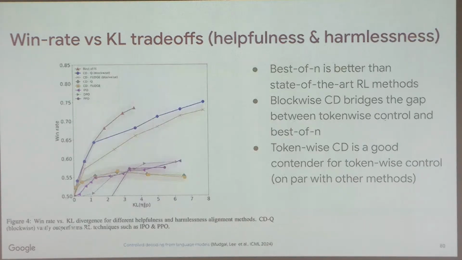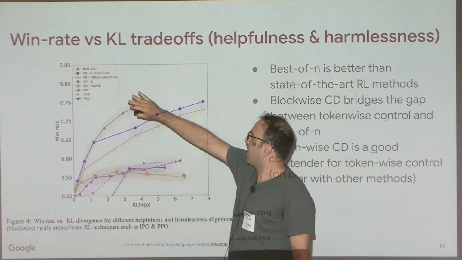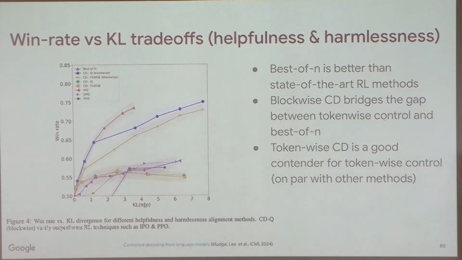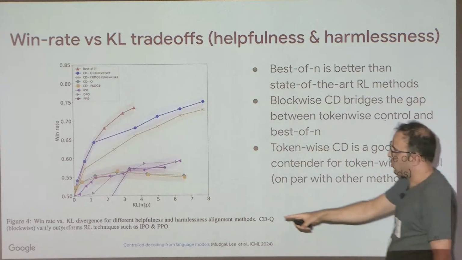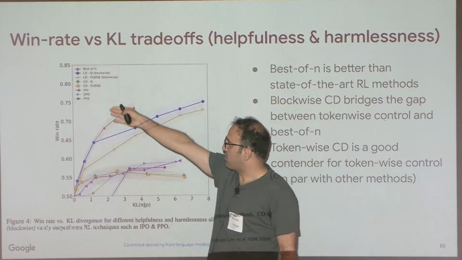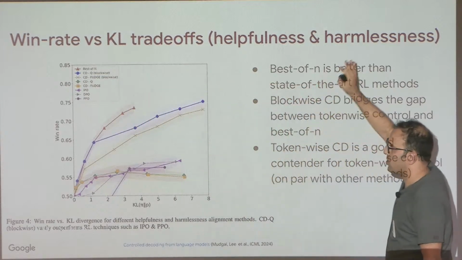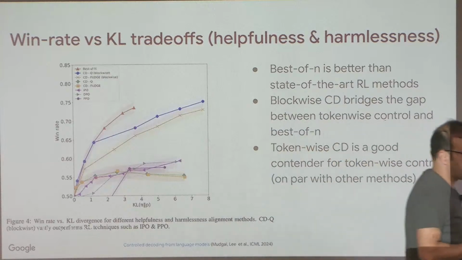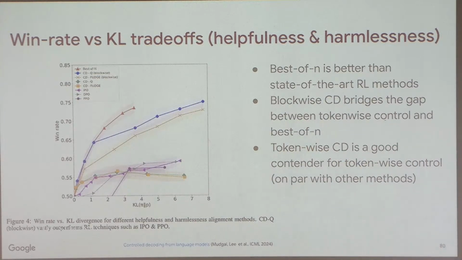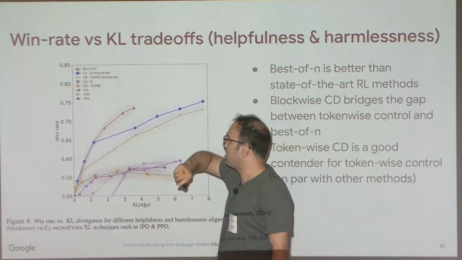Okay, so with that, let's see some results. This is the Anthropic helpfulness and harmlessness dataset. We're looking at win rate versus KL. Here we're looking at different methods, including IPO, DPO, and PPO, including the token-wise as well as the block-wise variants of control decoding, and best of n.